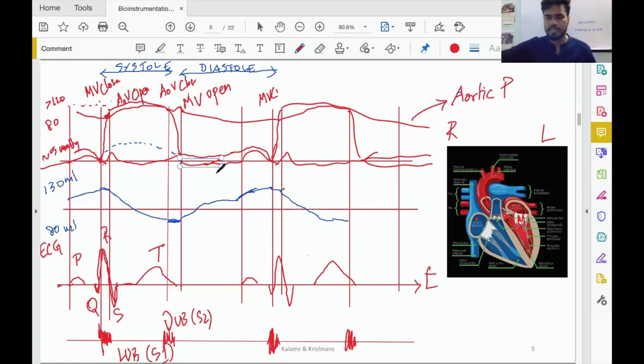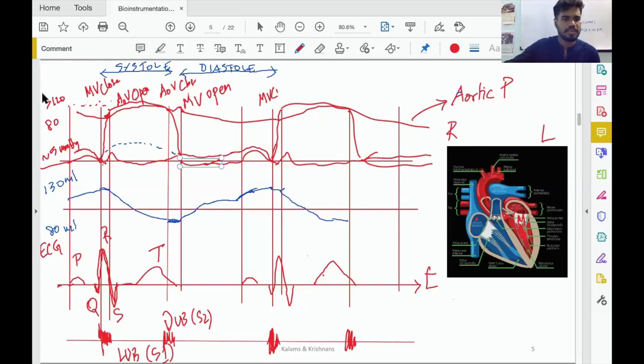So now let's start getting quantitative with this curve. Let's start with the basics. Can you find the heart rate from any of these signals? Yes. How do you do that? Sir, the time between RR peaks.